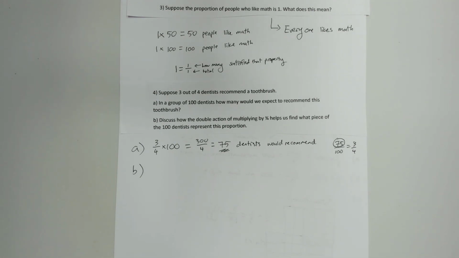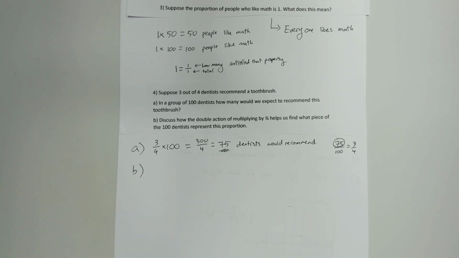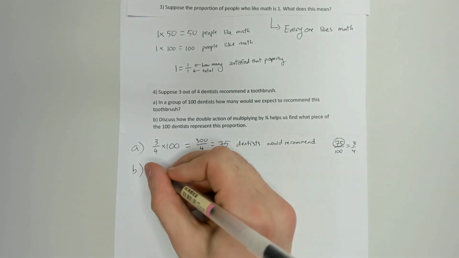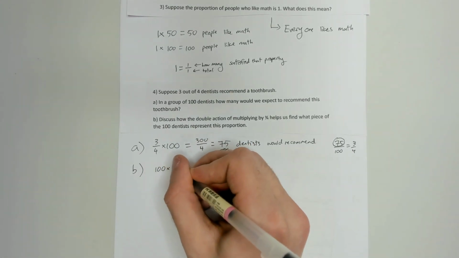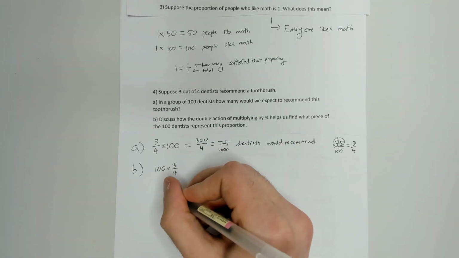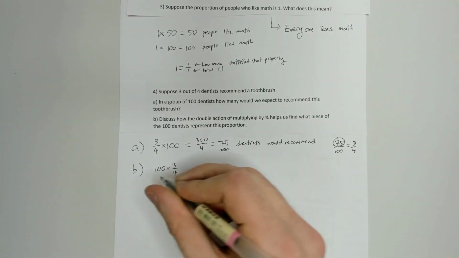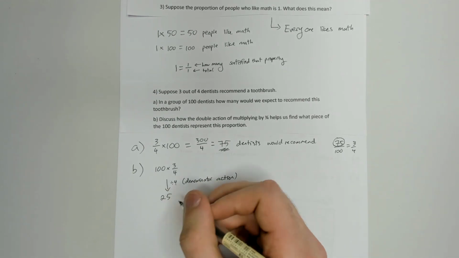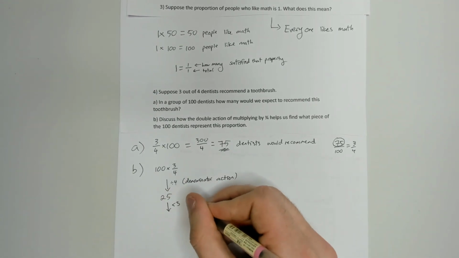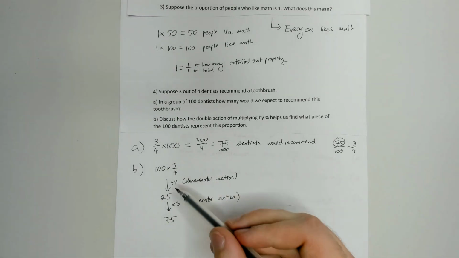But this is asking, how can we interpret this through the perspective of double actions? Multiplication by fractions, we saw, could be interpreted as a double action of multiplying by the numerator and dividing by the denominator. So how can we think about that here? Well, if we take 100 and multiply it by 3/4, the double action says we can start with the 4 in the denominator. So the division by 4, the denominator action, gives 100 divided by 4, which is 25, right? And then we still have to multiply by the 3, the numerator action, which gives 75. So that gives us the same thing, but what do these actions mean?